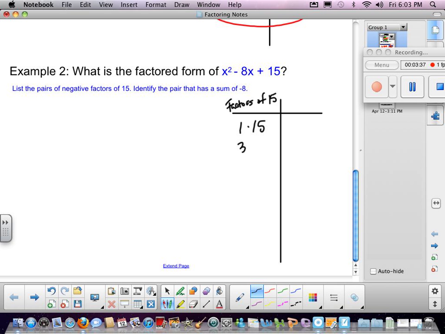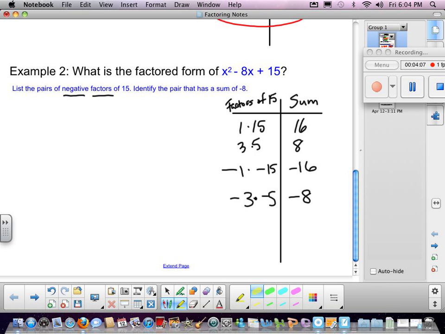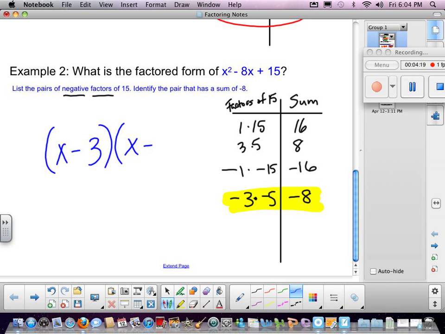What's 1 plus 3? We're going to have the sum, or 1 plus 15 will give us 16, 3 plus 5 will give us 8, but none of those give us negative 8, which is why we need to look for the negative factors. Negative 1 times negative 15 gives us negative 16, and then negative 3 times negative 5 gives us negative 8. So that's why we're going to use those factors there. When we write it out in factored form, it'd be x minus 3 times x minus 5.